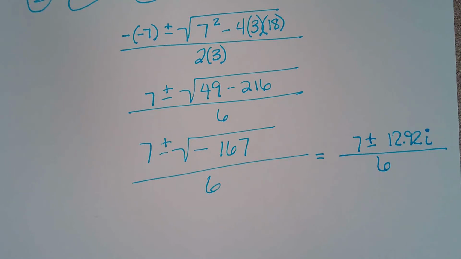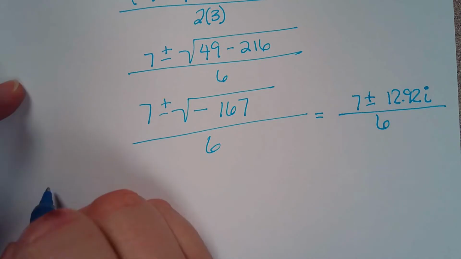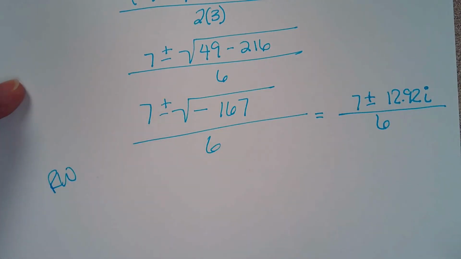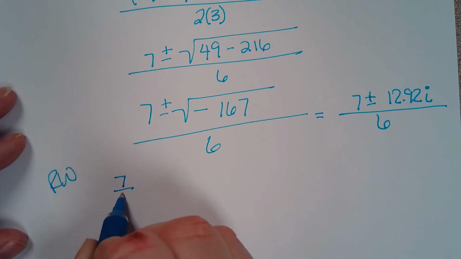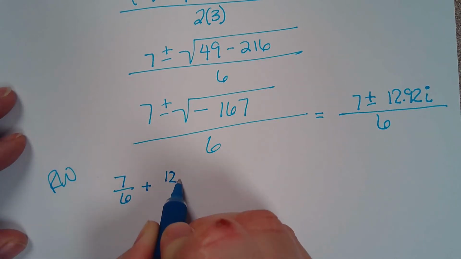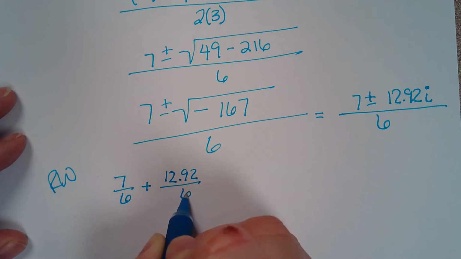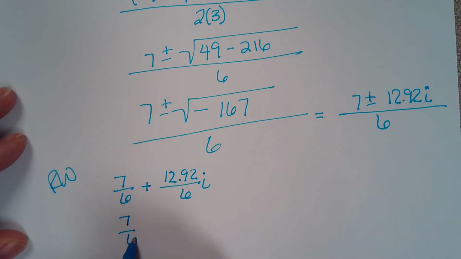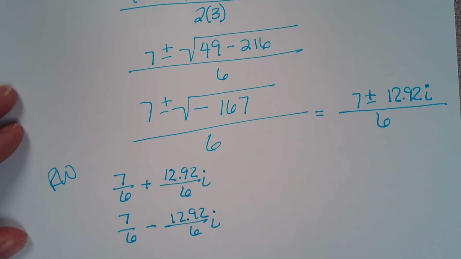So we have 7 plus or minus 12.92 I all over 6. Now, on the I step, they're probably going to want it written as 2 separate answers. The plus or minus is what they're talking about for the 2 separate answers. So for the rewrite, which I'm going to call RW, my rewrite is going to be 7/6 plus 12.92 over 6 I, and 7/6 minus 12.92 over 6 I. So that is your answers.